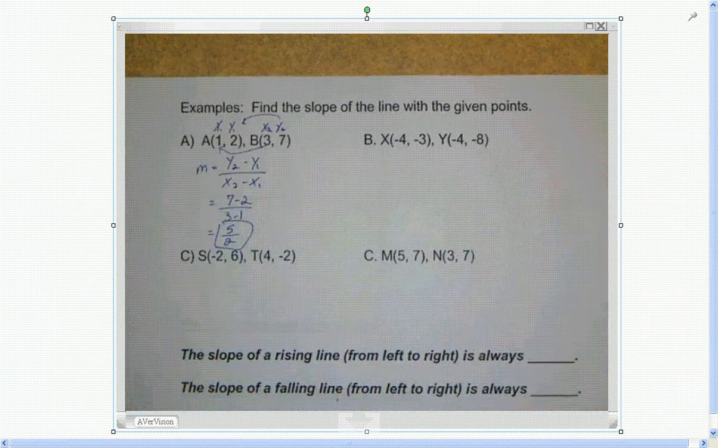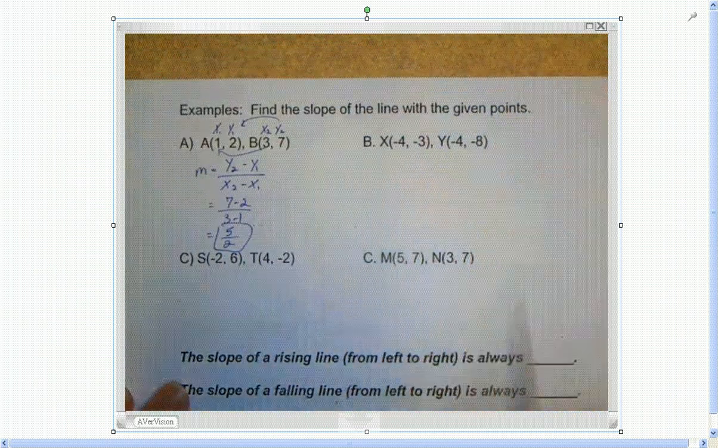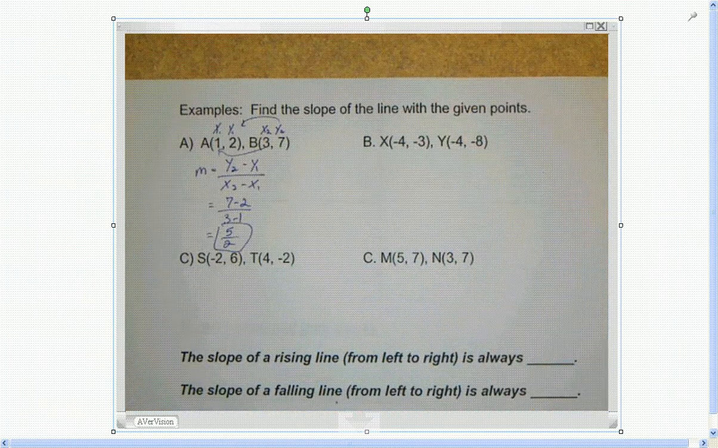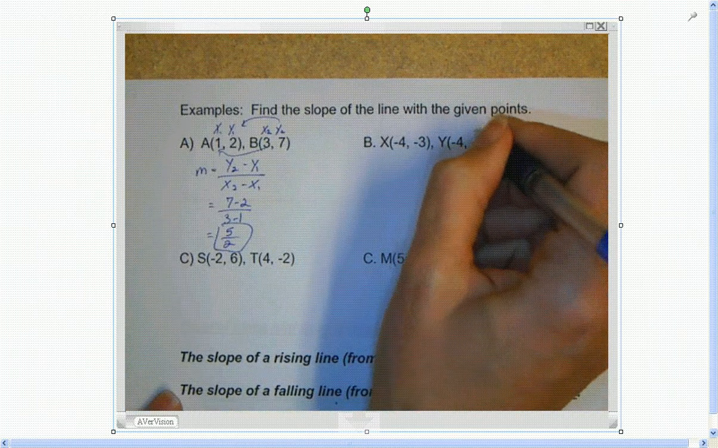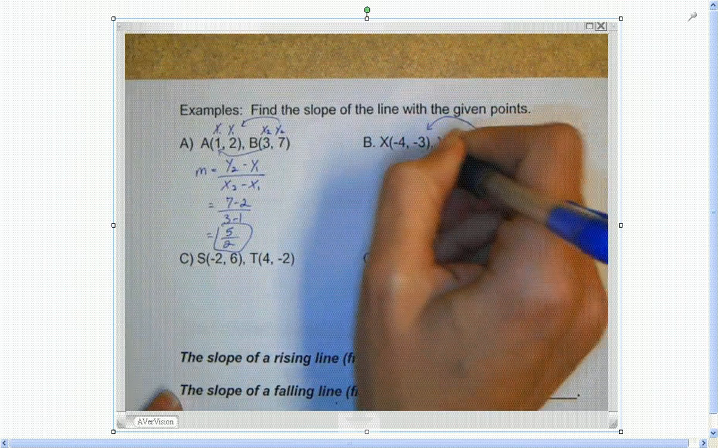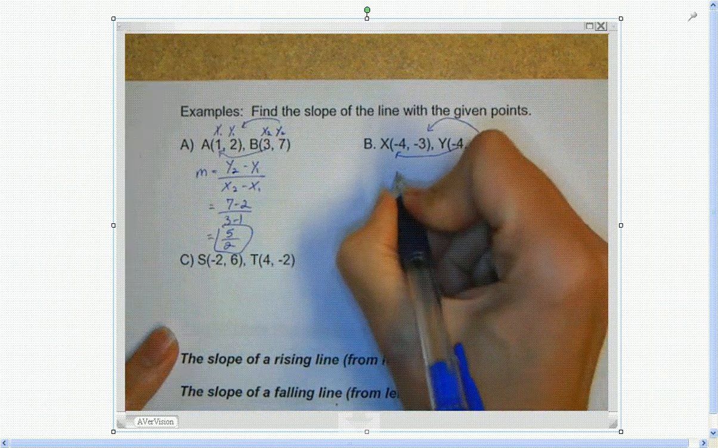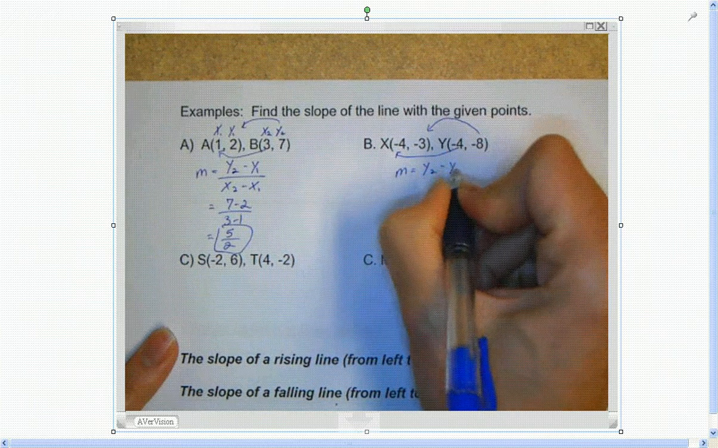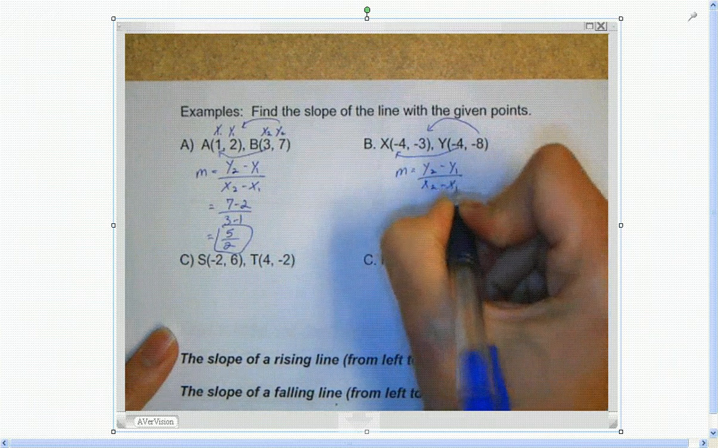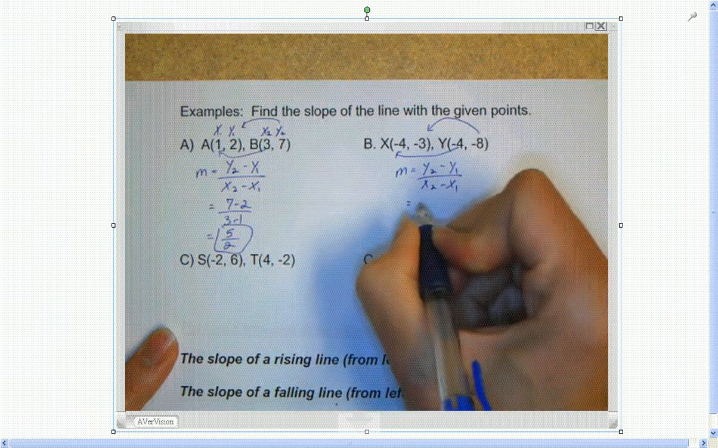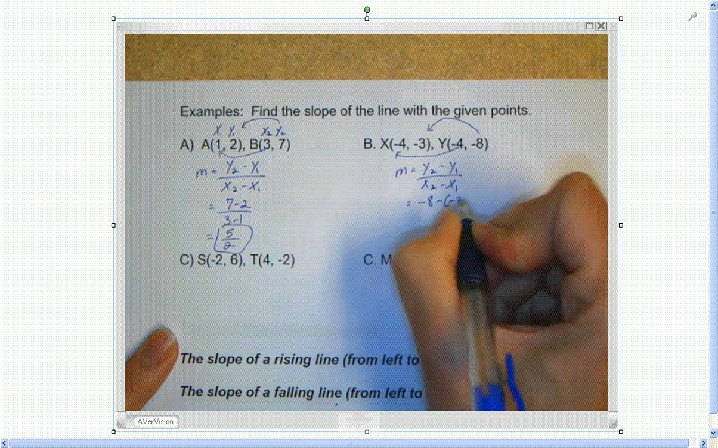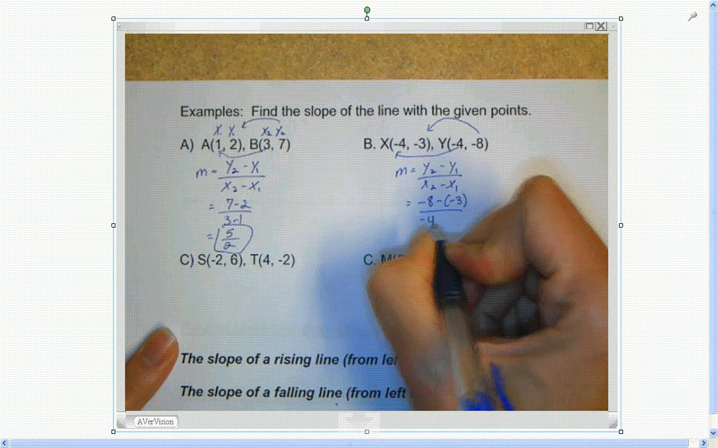Now, on the next one, what if I don't do that? What if I just draw arrows? What if I just say, hey, I want to go this direction? Notice I still put the x's together and the y's together, and even if you write the formula down, notice I didn't label them, I still know it's the change in y or the change in x. So I go negative 8 minus a negative 3 over a negative 4 minus a negative 4.